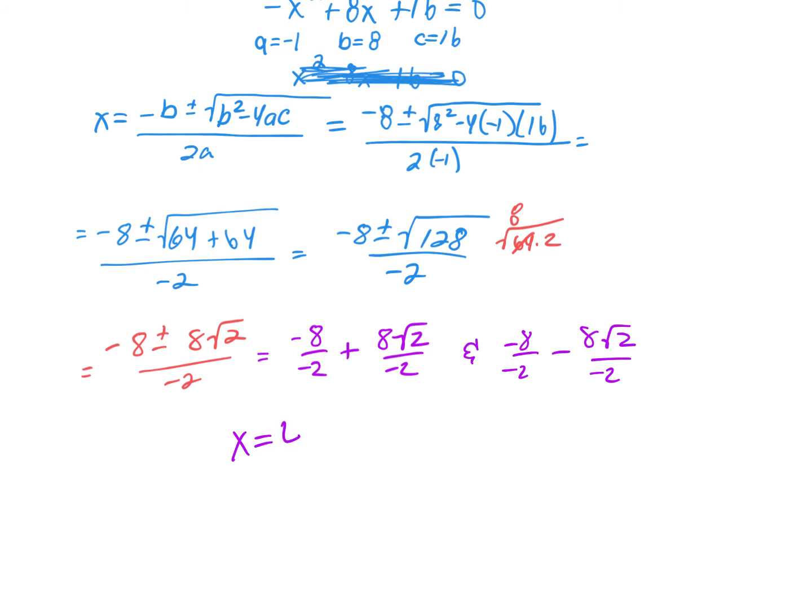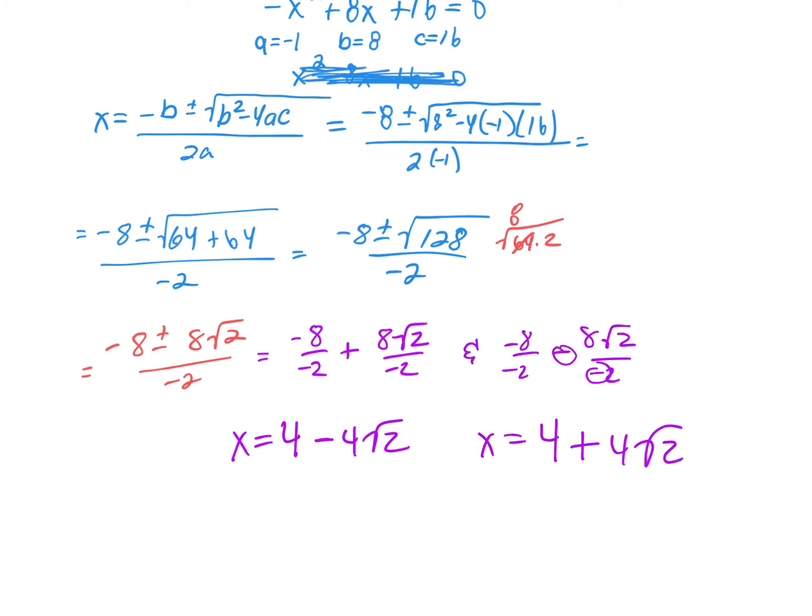Positive. So this is 4. I have a positive and a negative, so what is my answer going to be here? Negative. So this would be negative. 8 divided by 2 is 4 square root of 2. Over here, x equals, a negative divided by a negative is a positive. So this is 4 square root of 2.